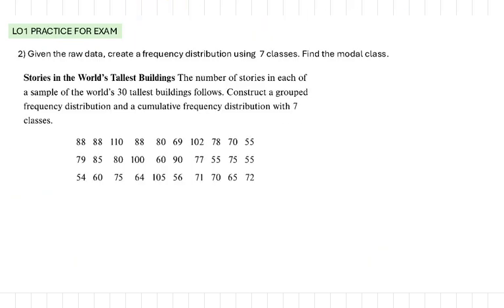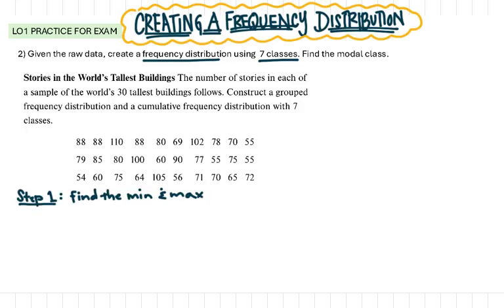Okay, so now we have some raw data, a lot of raw data, and it's asking us to create a frequency distribution using 7 classes. That means 7 rows. And there's a particular way I would like you to do this so that when I'm marking these, everybody is using the same categories or classes for their rows. Okay, so the first thing I'd like you to do is look at the raw data and find the minimum piece of raw data and the maximum piece of raw data. So I think it is 54 is the min and 110 is the max.